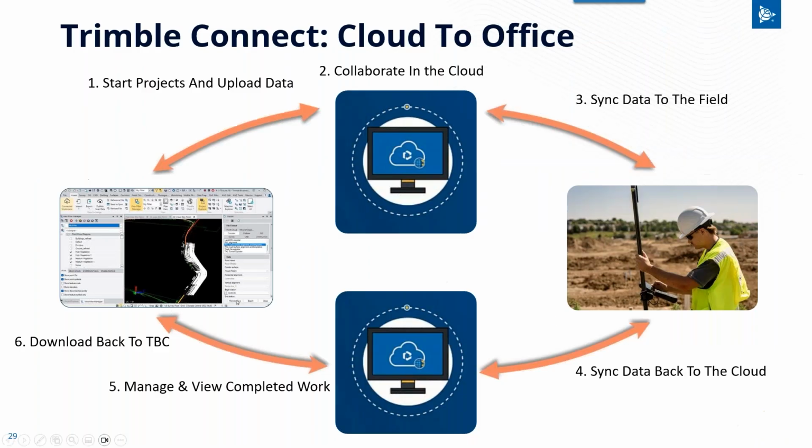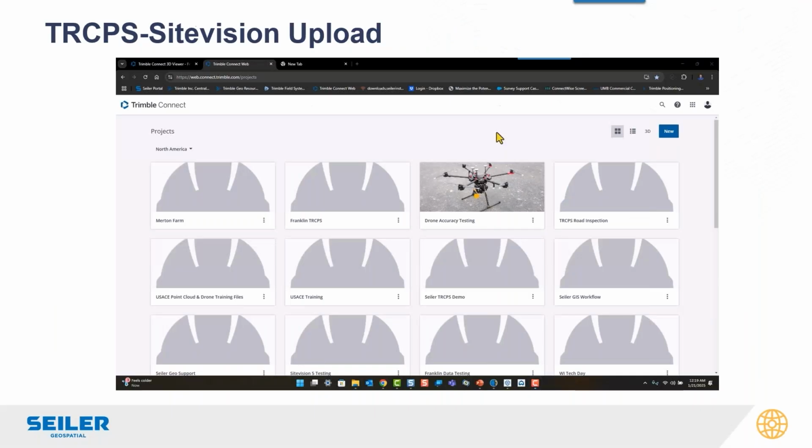And there's the full process. And again, it's flexible. This is just a typical example. We can start projects in TBC or the cloud. We can even start projects and jobs in Trimble Access, and then we can sync it all the way through. You can go backwards, forwards, whatever it needs to be. This is just a general example of how it can be used.